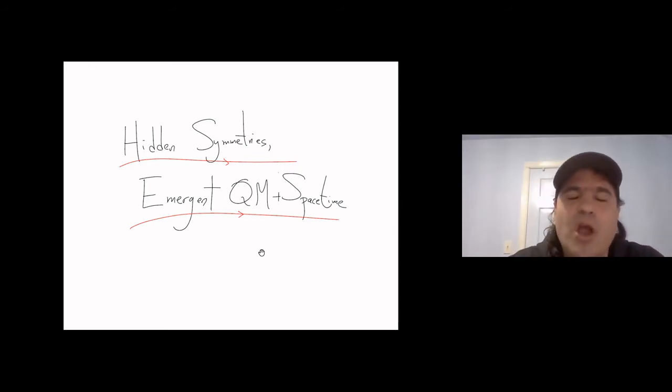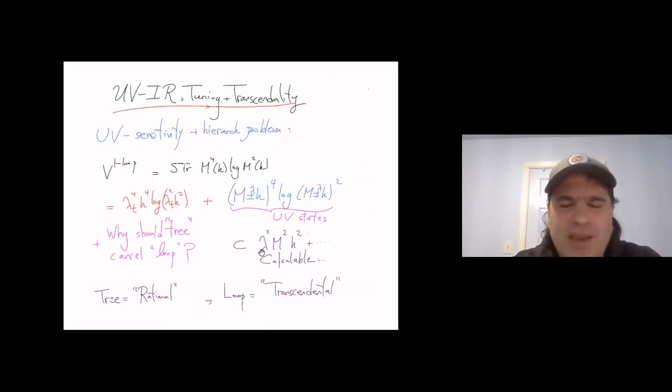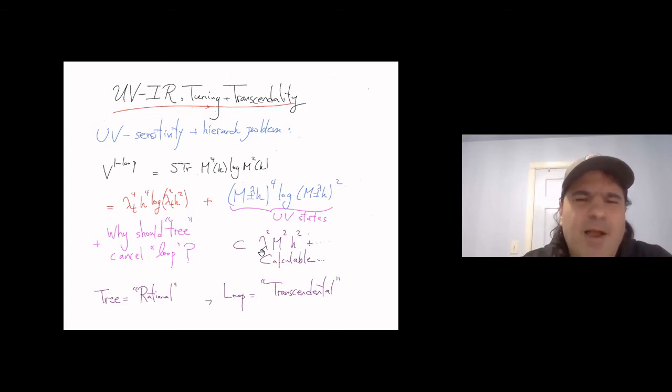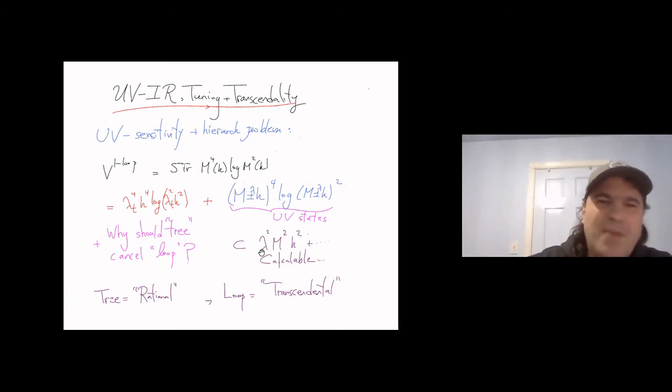Now, there's a more concrete model for this. I don't want to spend too much time talking about this, but just to give you a very rough idea of what I have in mind. We're used to talking about the UV sensitivity and the hierarchy problem in the language of the ultraviolet sensitivity of the Higgs potential to the presence of new massive states.